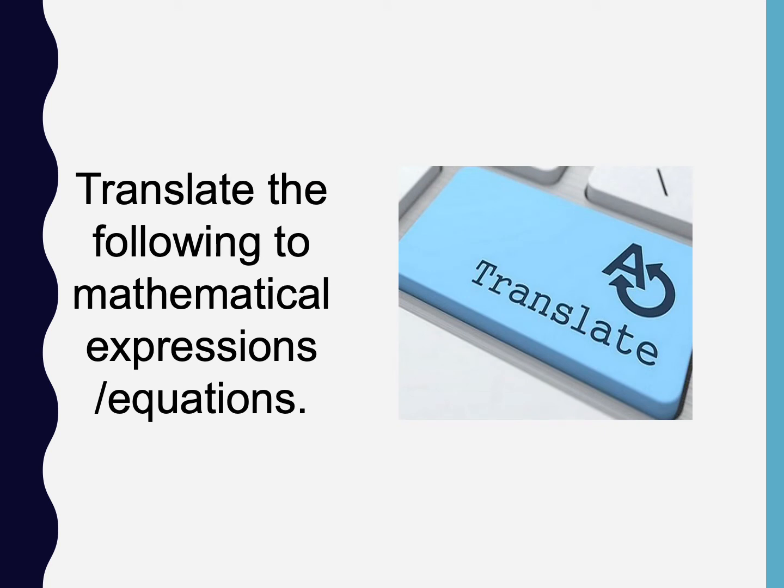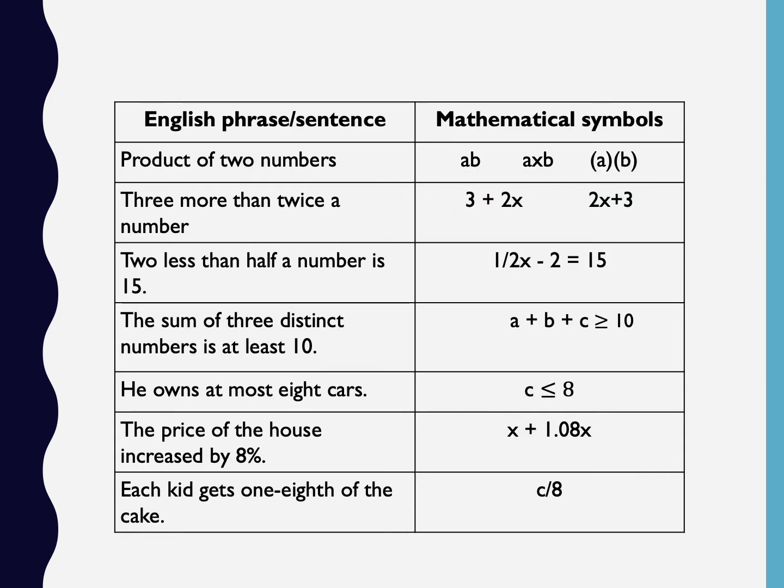Now, let's try to translate the following mathematical expressions or equations. For the first one, you have the product of two numbers. You can write it in several ways. So one way of writing the mathematical symbol for this one is A times B, where A and B are your two numbers. You can use the multiplication dot, A times B, or you can use parentheses, (A)(B).